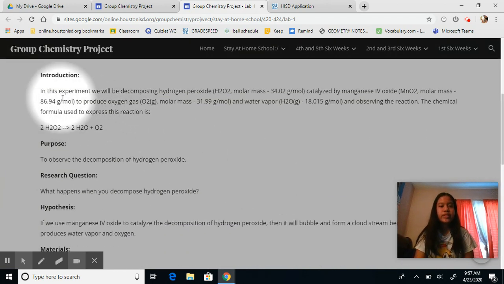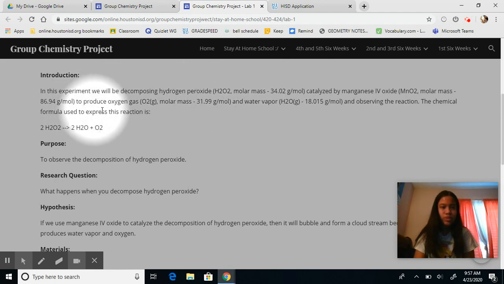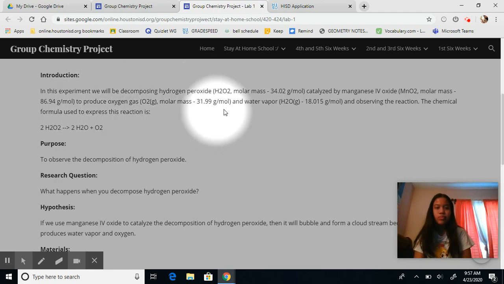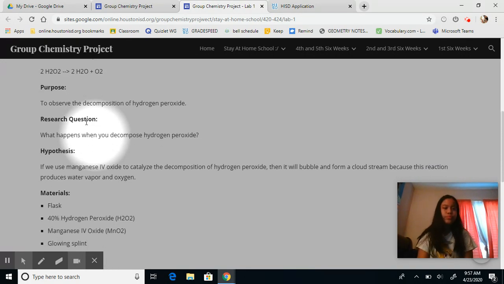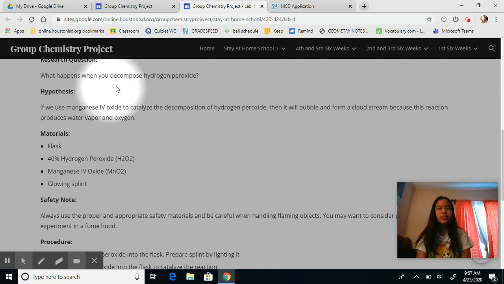So here we go, decomposition of hydrogen peroxide. Our introduction is that this experiment will be decomposition of hydrogen peroxide catalyzed by magnesium oxide to produce oxygen gas and water vapor, and observe the reaction. The chemical formula used to express the reaction is 2H2O2 → 2H2O + O2. The purpose of this lab is to observe the decomposition of hydrogen peroxide. Our research question is what happens when you decompose hydrogen peroxide?